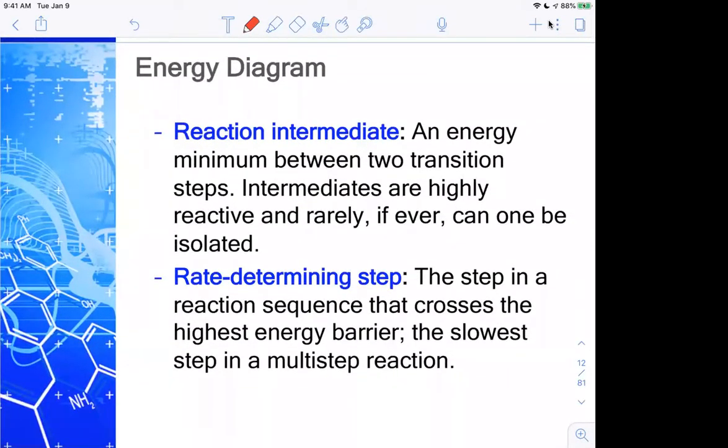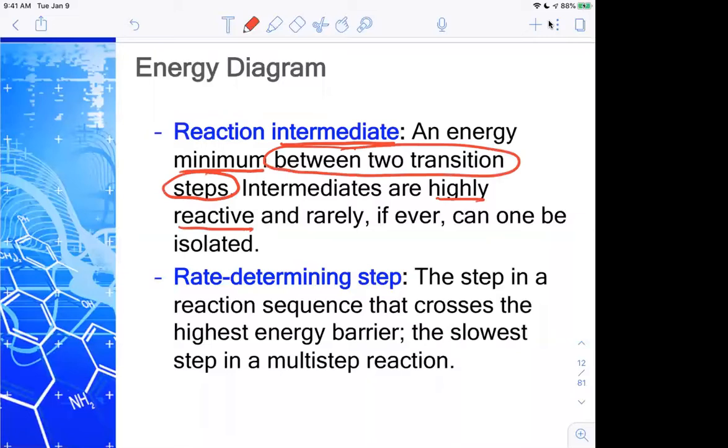I also have reaction intermediates in that 2 or 3 or 4 step process. That's going to be an energy minimum, and it's going to occur between 2 transition states. These are very highly reactive materials, and very rarely can they be isolated. Usually I can get some evidence that they exist, but I can't isolate it. And I just know, based on the mechanism and kinetics experiments, what it may look like.